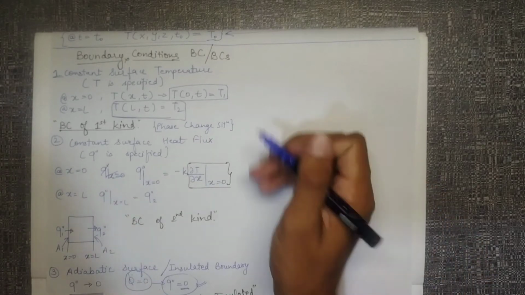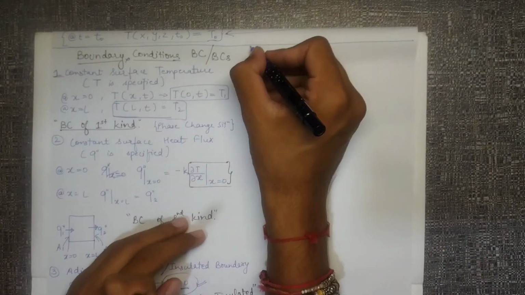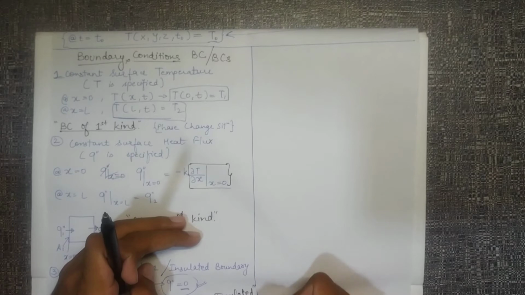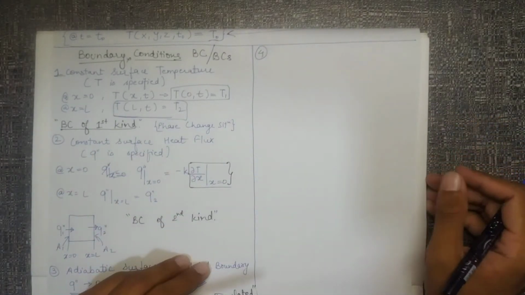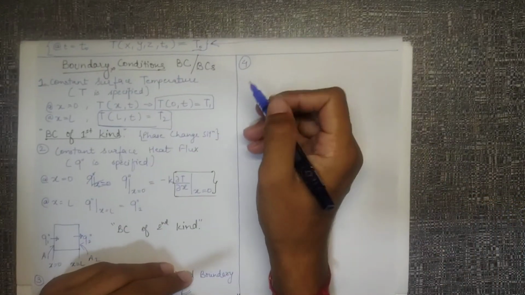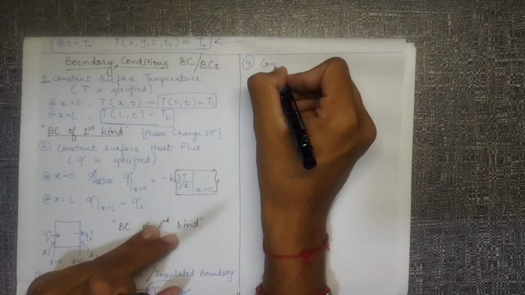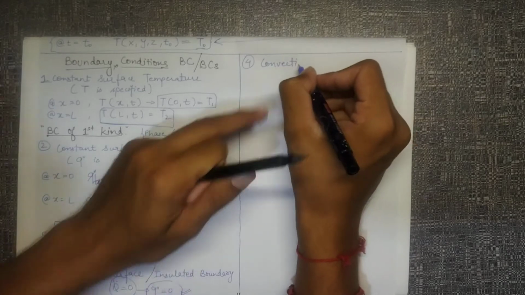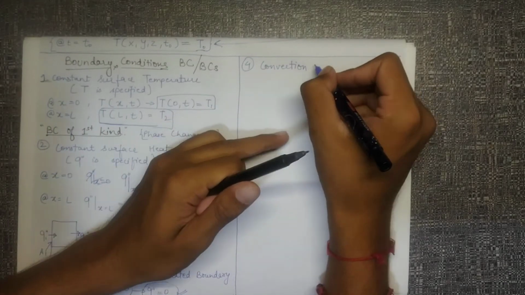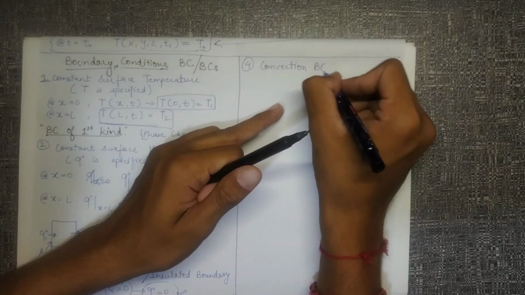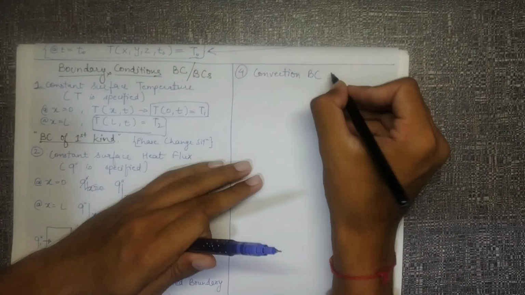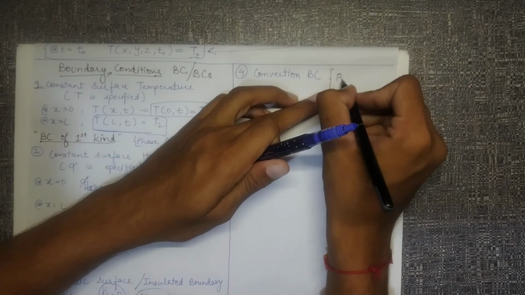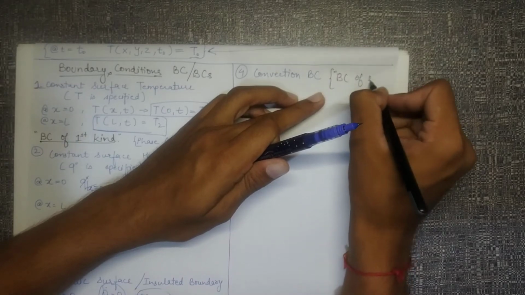Now another boundary condition possible is the fourth boundary condition, which is the convection boundary condition. If there is a convection heat transfer occurring, this convection boundary condition is called the boundary condition of the third kind.